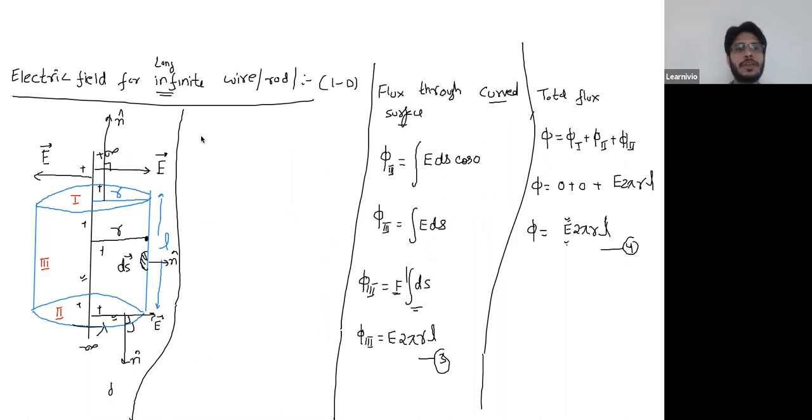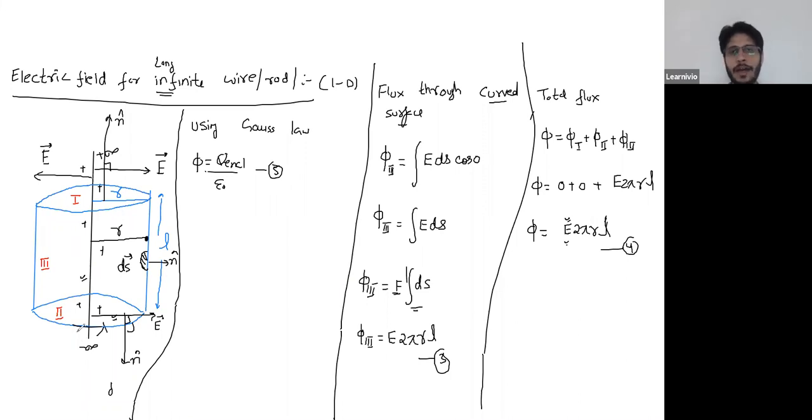You can also calculate this flux using Gauss law. So Gauss law says that phi is Q enclosed divided by epsilon. So that's equation number 5.